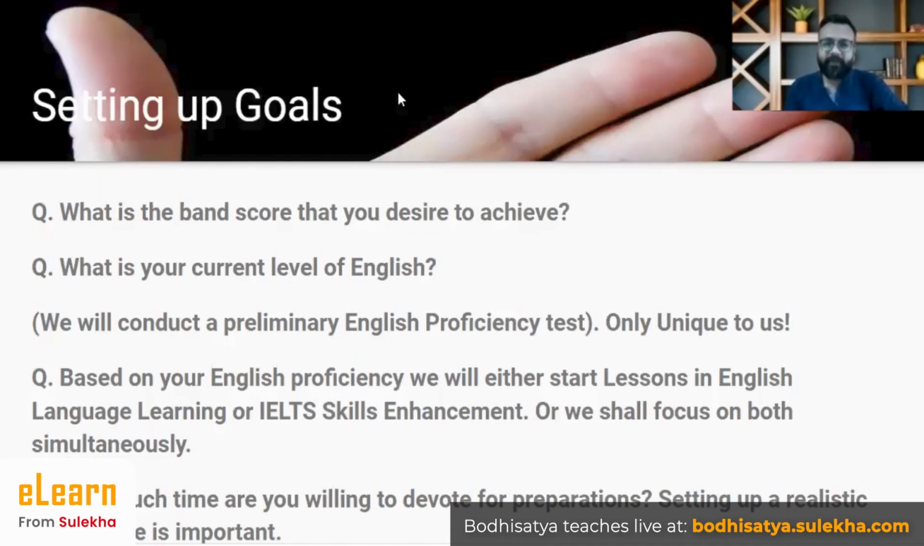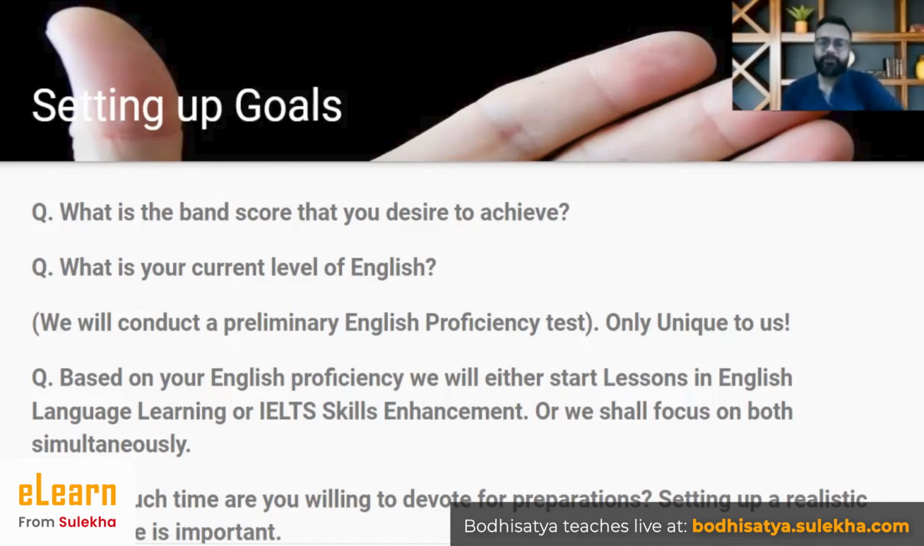So the next thing that we are going to do is set up goals before you actually go and appear for your IELTS. The first thing that you need to keep in mind is the band score that you desire to achieve. If you are planning for a PR, there is a band score that you need to achieve. Even if you are planning to gain admission in a college, you have a prerequisite IELTS band score which is mentioned by the university or the college. So you need to achieve that in order to gain admission in that college.